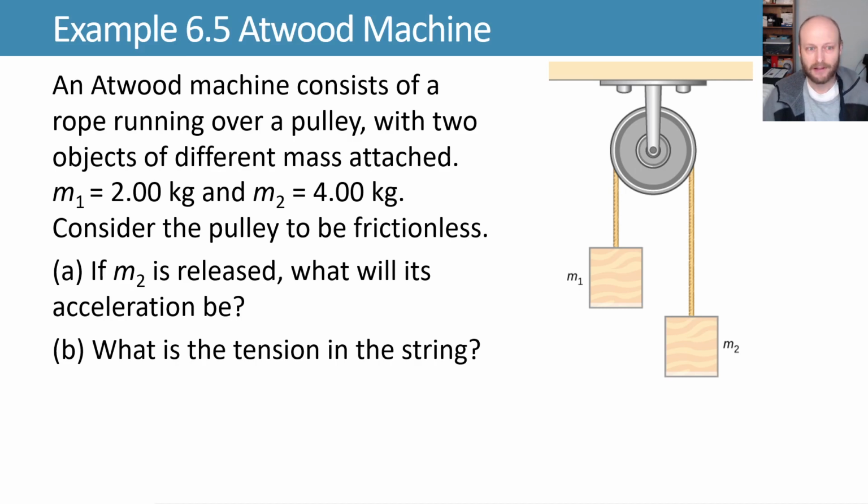Let's apply Newton's laws to analyze an Atwood machine. Here we have an Atwood machine consisting of a rope running over a pulley with two objects of different masses attached. The pulley we're going to treat as frictionless, and we want to know if we release mass 2, what will its acceleration be, and also what's the tension in the string connecting the two masses.